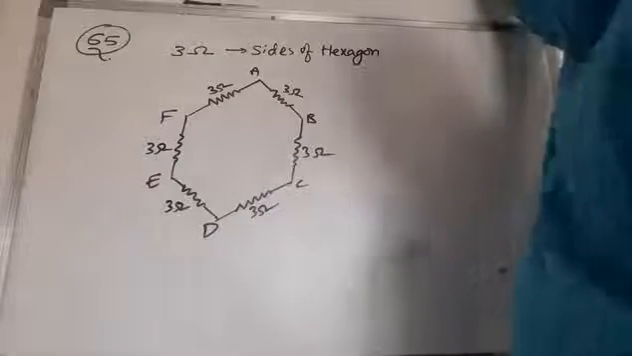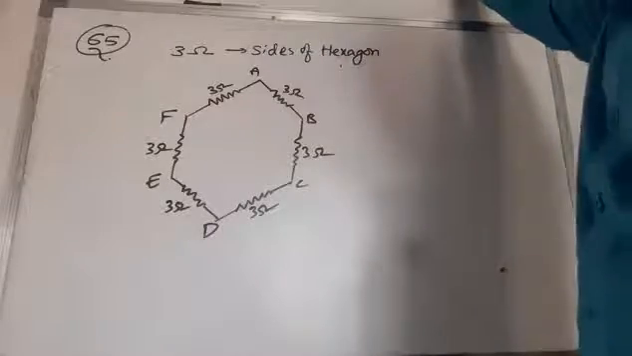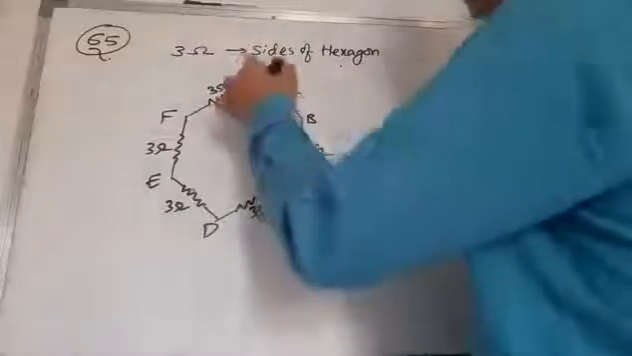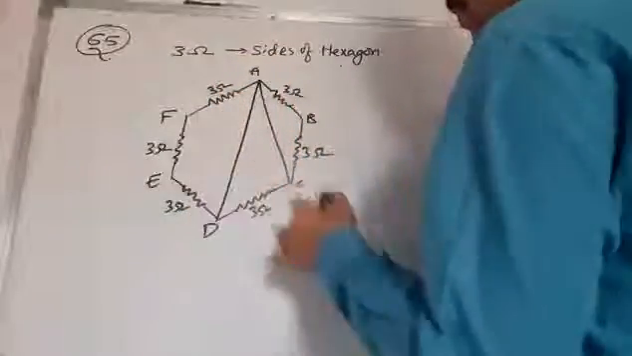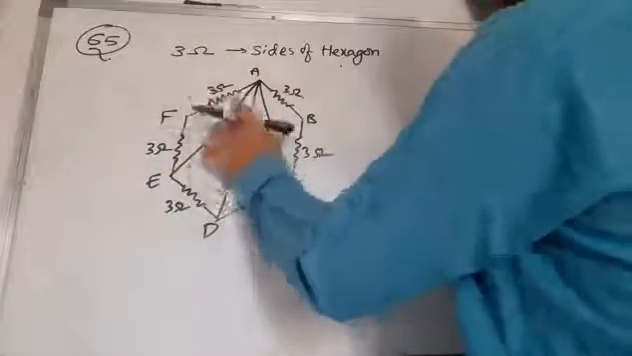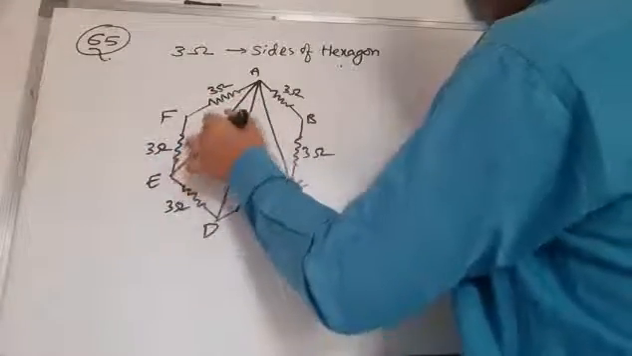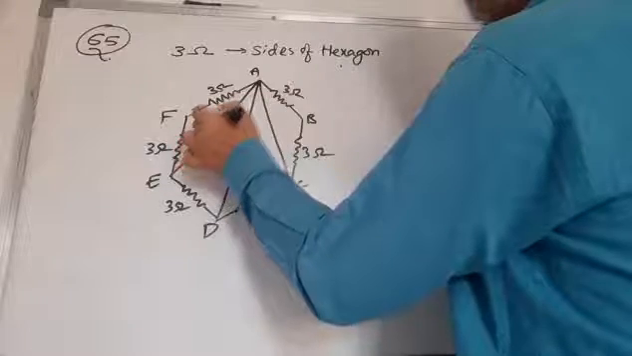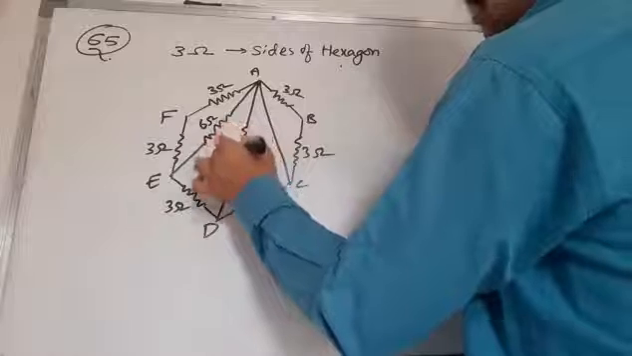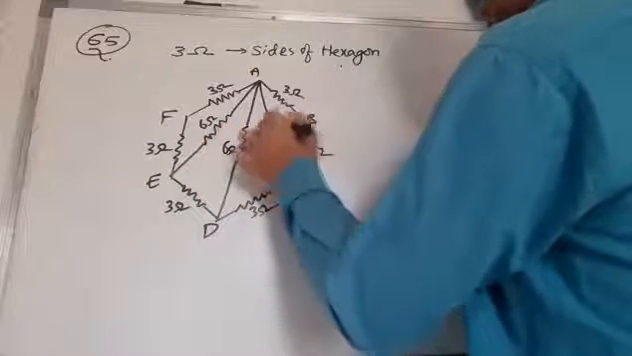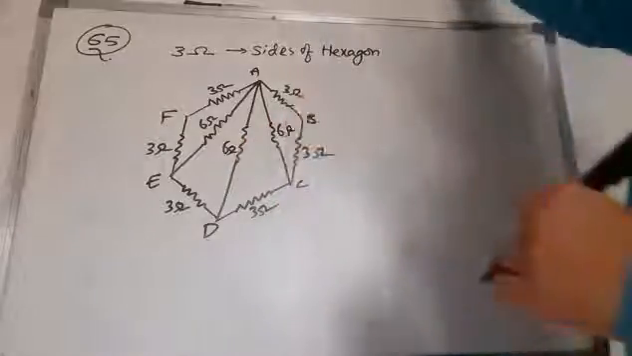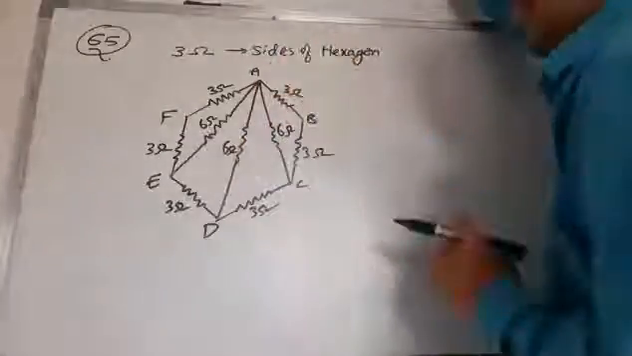6 ohm resistances connected diagonally, that is from A to C, A to D, and A to E. He has connected 6 ohm resistance in this place. Now he is asking, what is the equivalent resistance of this circuit?